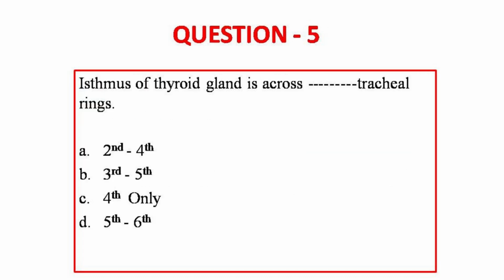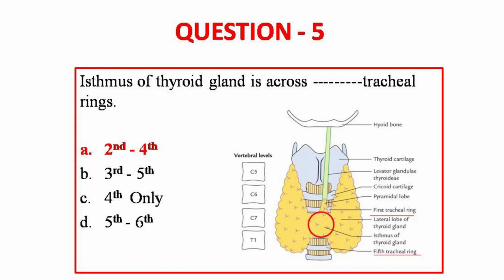Moving on to question number 5. The isthmus of the thyroid gland is across dash tracheal rings. They've given us 4 options: 2nd to 4th, 3rd to 5th, 4th only, and 5th to 6th. Let's see the picture. The answer for this question is 2nd to 4th. If you see the picture, I've just marked the 1st tracheal ring and the 5th tracheal ring, and between both of these the thyroid gland is situated. So the answer is 2nd to 4th.